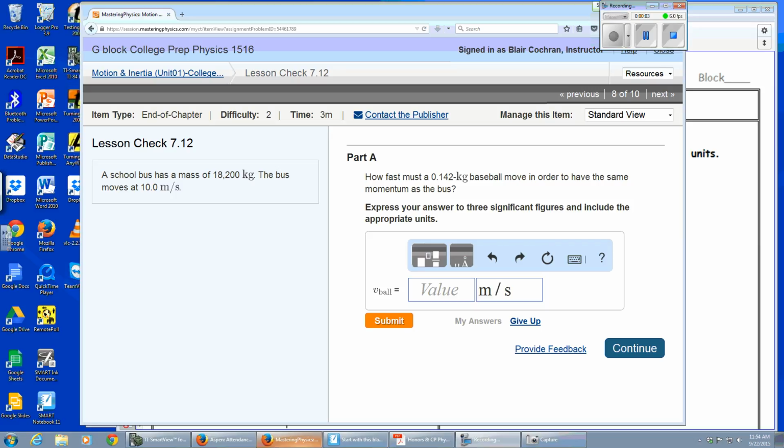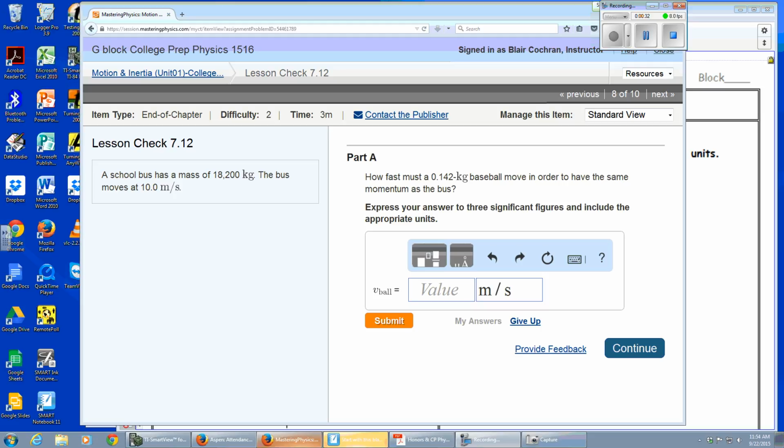Okay, so 7.12, a school bus of this mass, which means it has that much inertia, and it moves at 10 meters per second. How fast must this baseball move in order to have the same momentum as the bus? Okay, so it's about momentum.